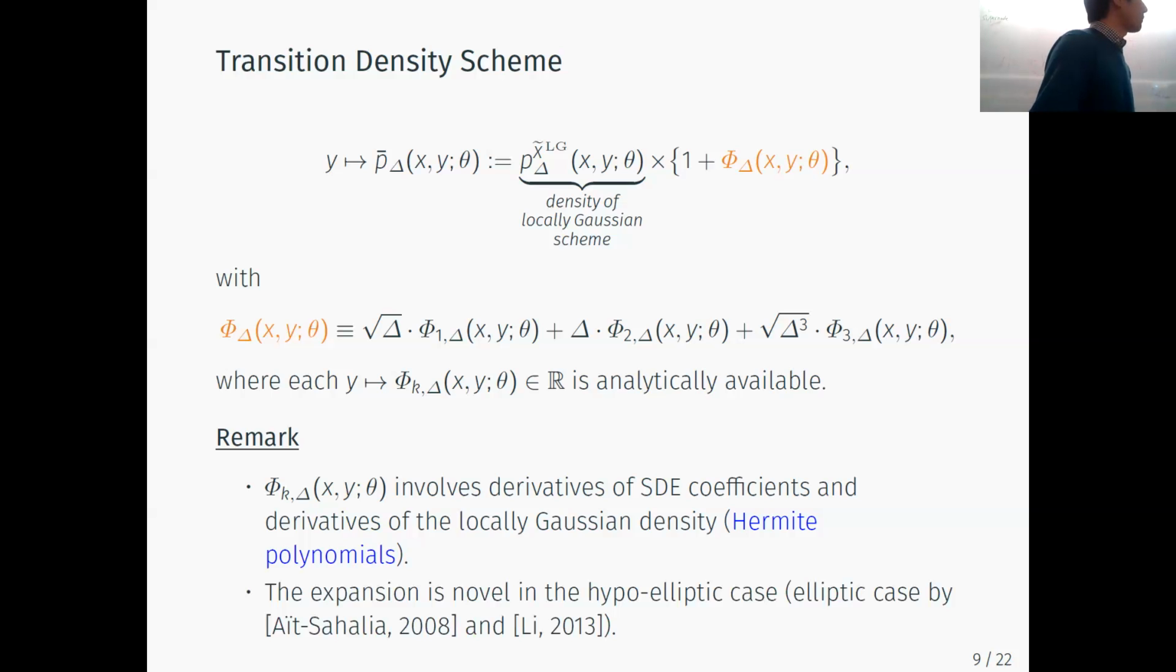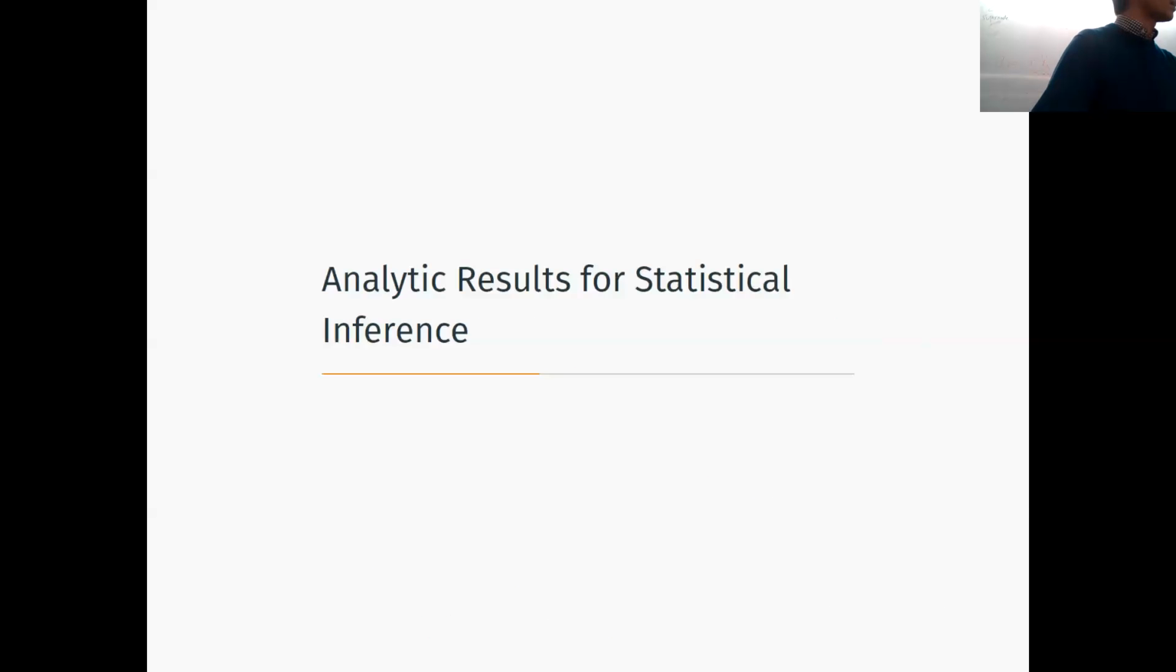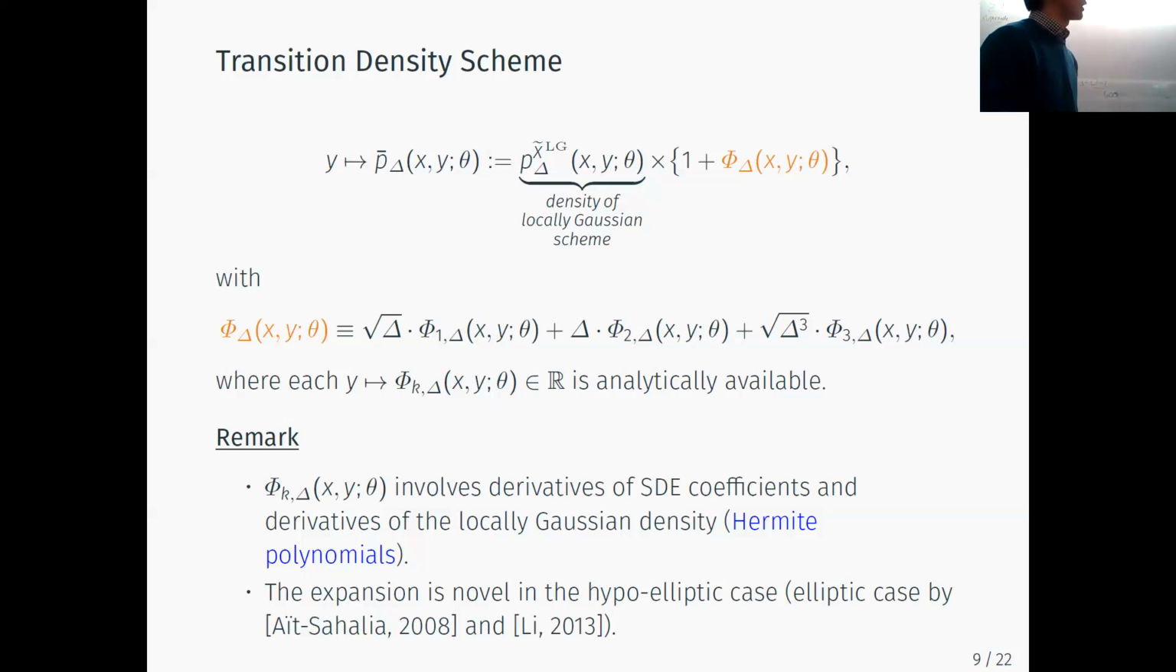And the second remark is that this expansion is actually novel in the hypo-elliptic case. In the literature, there are several expansion formulas in the elliptic case. However, in the hypo-elliptic case, this is, I think, the first attempt in the literature. So this is the transition density scheme. I will present some examples of the phi function later.